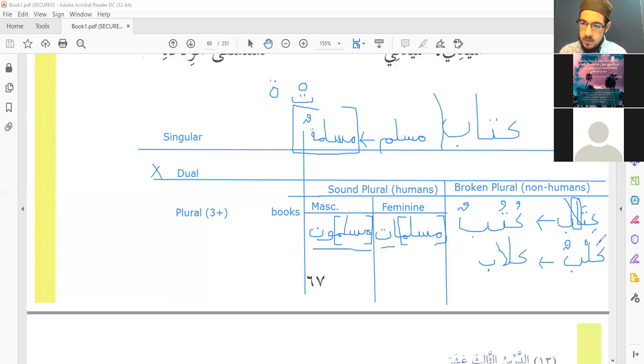So the kaf goes from having a fatha to having a kasra. We add an alif. And the lam, which before had a sukun, has a fatha. Miftah. What's the plural of miftah? You went for the hard one. Mafatih.